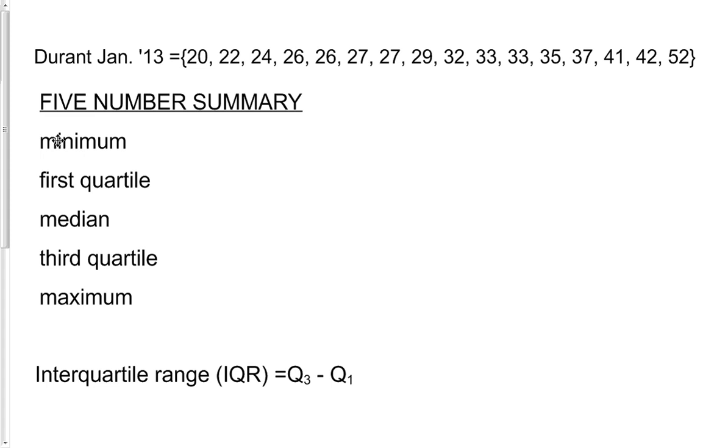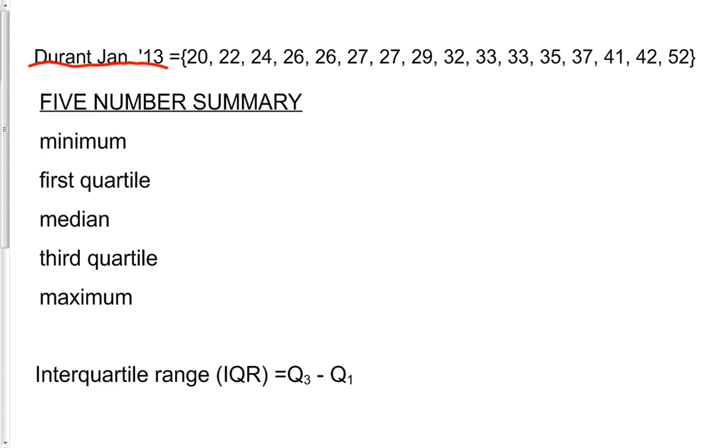Alright, now we are going to create a box plot. In order to create the box plot, what we first need to do is find the 5-number summary for the data set. We're going to do a box plot for Kevin Durant's January 2013 scoring numbers. We've seen this set already.